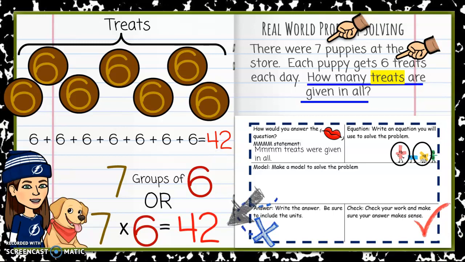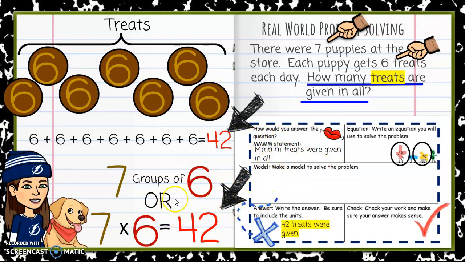Notice how my repeated addition sentence as well as my multiplication sentence both match up, which means that I have an answer that I think I can replace my blank with a number. So treats were given in all. I'm going to replace that with a 42. 42 treats were given in all. From there, it might be helpful to think of a way that students can check their work.